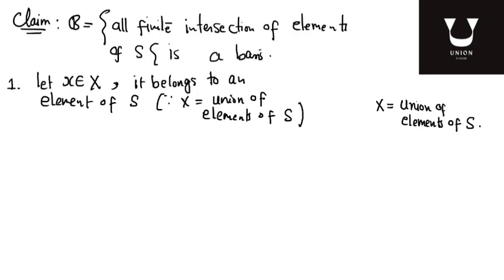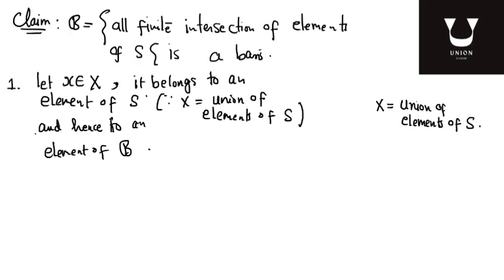Okay, so every element of S is there in script B. So for a small x there in capital X, it belongs to an element of S. But it belongs to an element of S implies that, and hence it belongs to an element of script B, because every element of S is an element of script B.